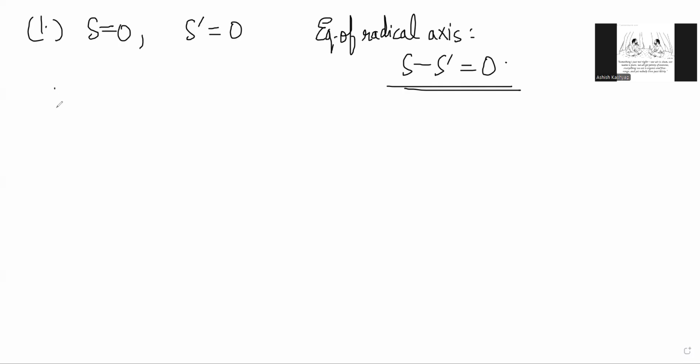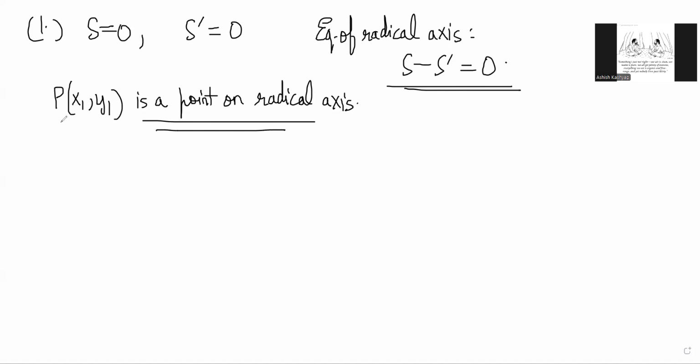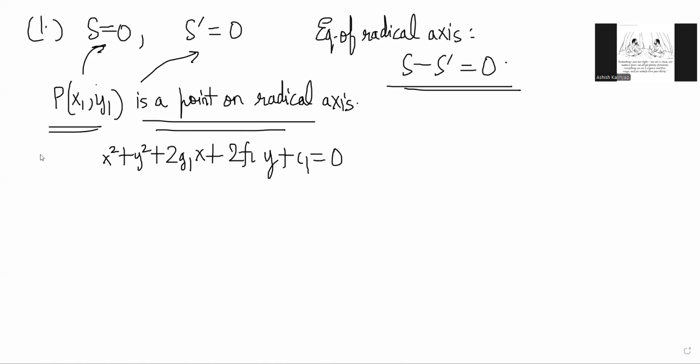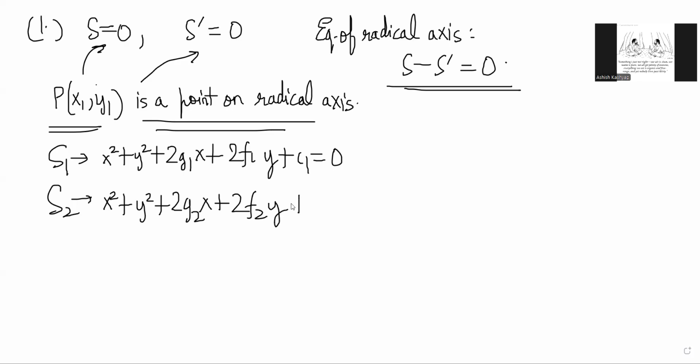So we know that if P x1 y1 is a point on the radical axis, then by definition, the length of tangent from P to this circle would be equal to the length of tangent from P to this circle, right? If the circle equations are x square plus y square plus 2g1x plus 2f1y plus c1 equal to 0, this is my circle 1. And circle 2 is x square plus y square plus 2g2x plus 2f2y plus c2 is equal to 0. So let's get the condition that the length of tangent from this point to both the circles are equal.